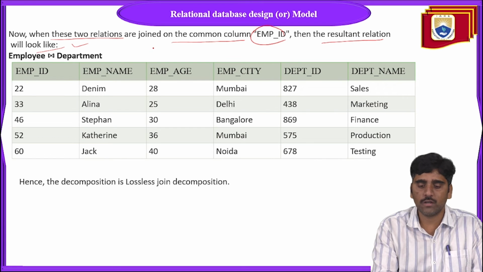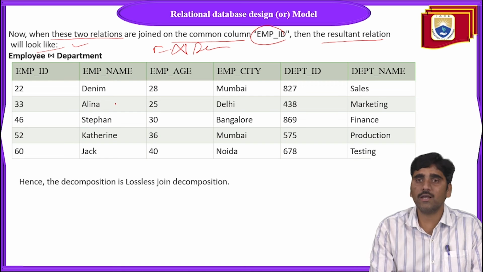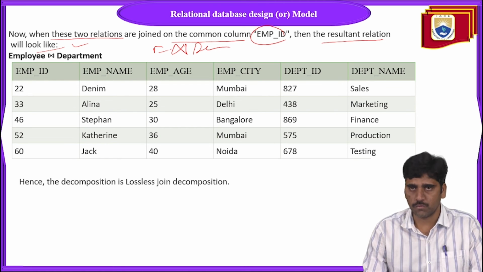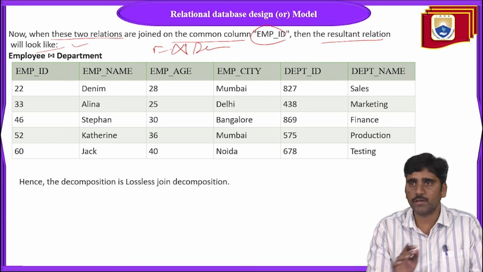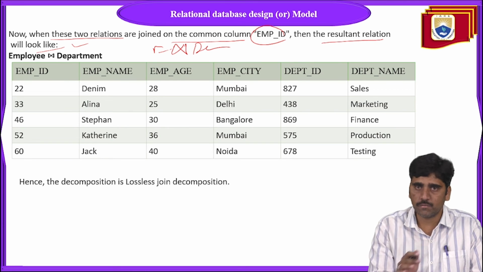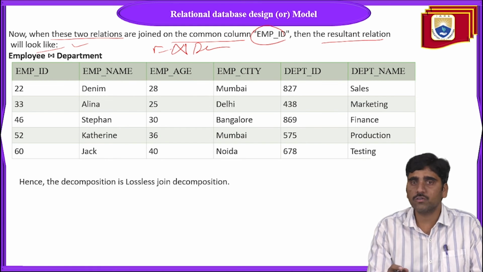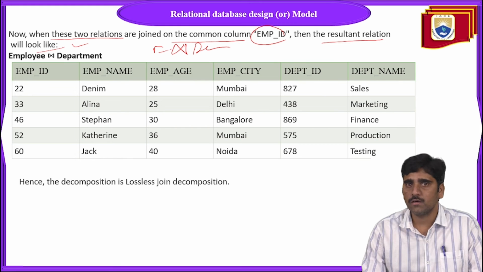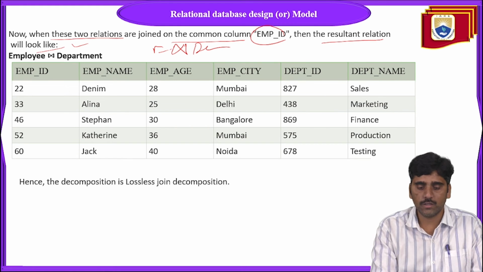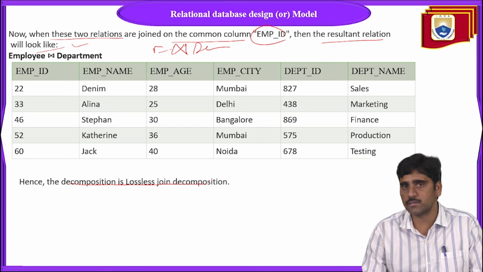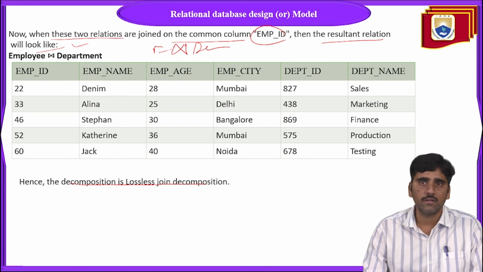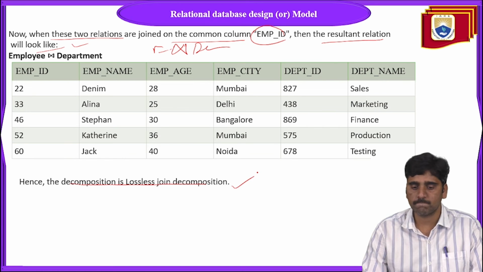So employee join department, natural join, then we get the same values as in the previous table. The values we get after joining those two relations are the same as the values from the original table. Hence this decomposition is a lossless join decomposition.